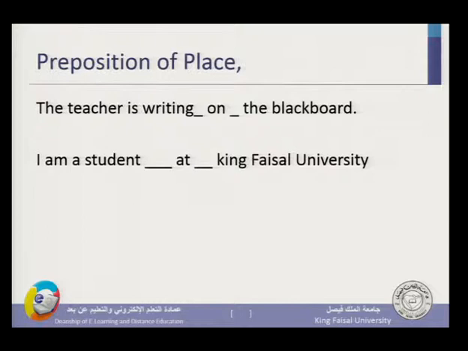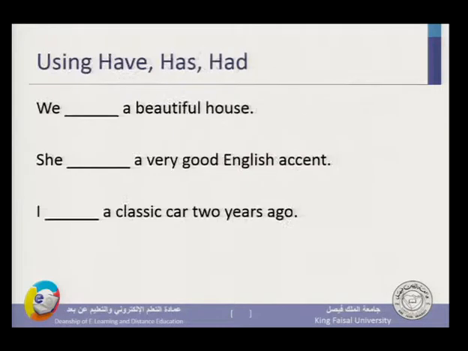Prepositions. Here, I say the teacher is writing on the blackboard, while I am a student at King Faisal University, where with university, at is to be used as a preposition. With the blackboard, on is to be used as a preposition. Here are other examples of the way we use have, has, and had. In the first example with we, we say have. We have a beautiful house. With she, we use has. She has a very good English accent.